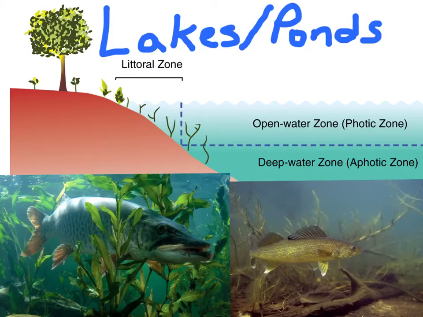Next is lakes and ponds. Lakes have three zones: the littoral zone, which contains plants and is near the shore; the open water zone, which is the shallow part of deeper waters; and the deep water zone. This is the area where no sunlight reaches. Examples of animals found here are the muskellunge and the walleye.